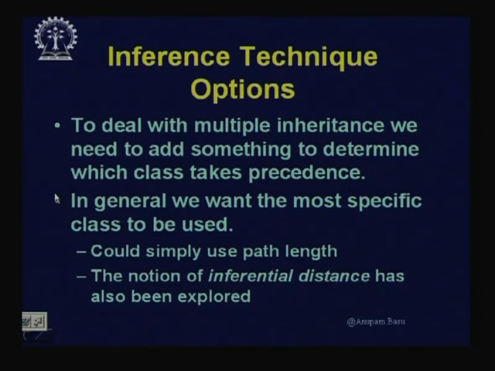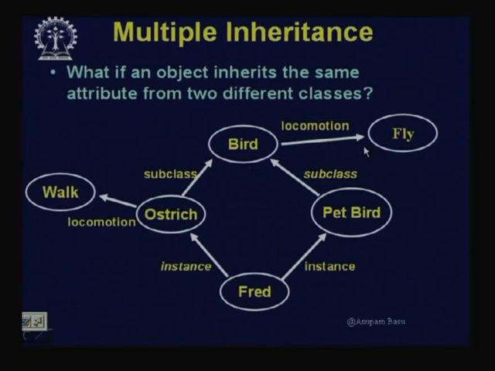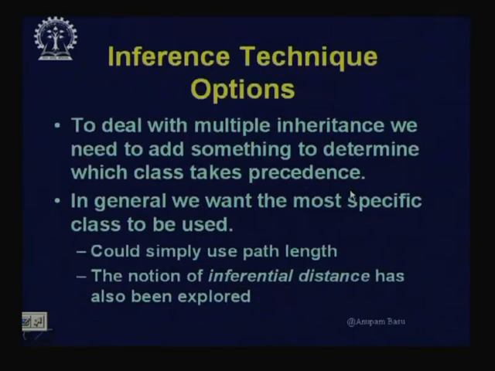Now, so the inference technique options in such a scenario are something like this. To deal with multiple inheritance, we need to add something to determine which class will take precedence. For example, in this case, we can say that pet bird will have precedence over ostrich, or ostrich will have precedence over pet bird. Depending on the particular application, you can decide on some policy to do that.